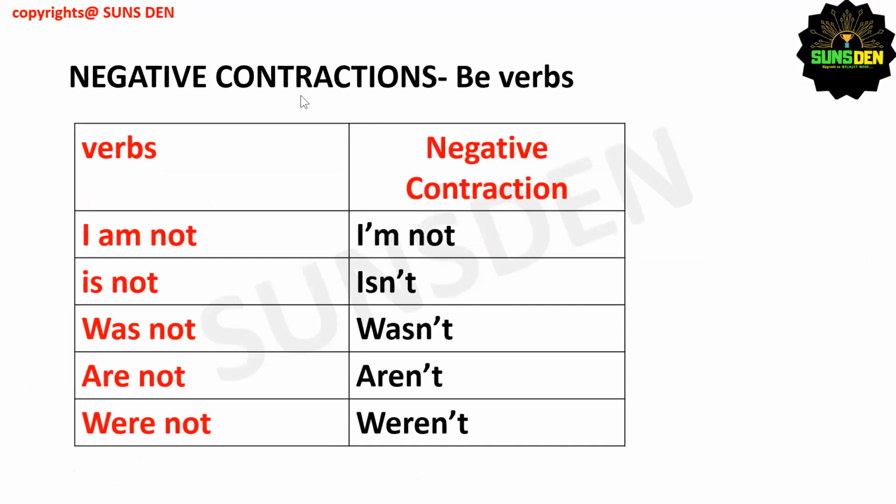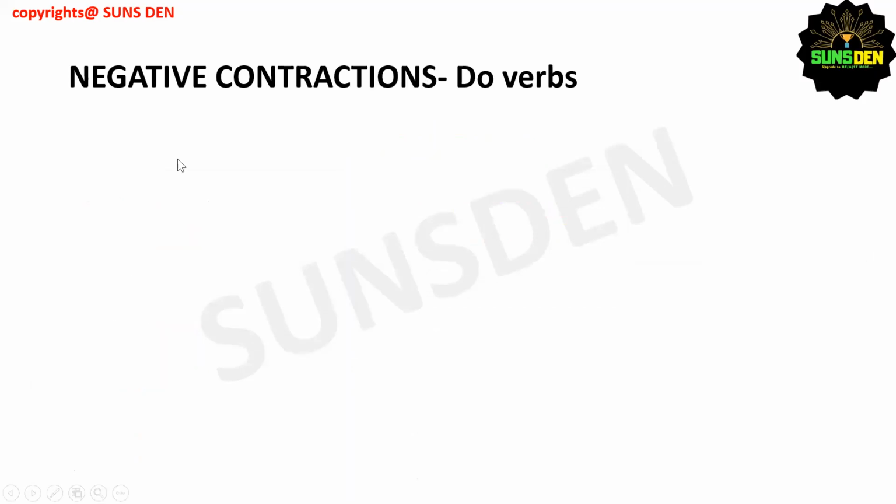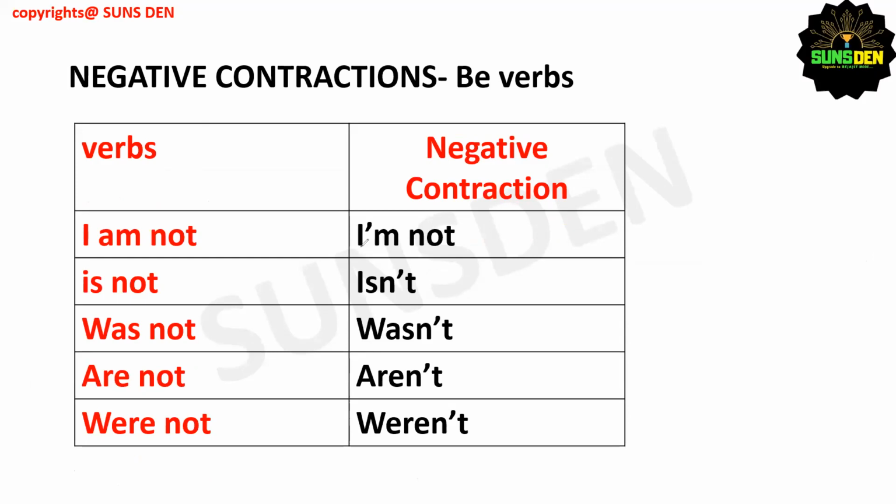I am not gives you I'm not. A gets chopped off, and adding an apostrophe gives you I'm not. Is not, O gets chopped off and an apostrophe, isn't. Was not, wasn't. Are not, aren't. Were not, weren't. Now, in all these places, the same rule: O gets chopped off and then we add an apostrophe, which gives the negative contraction.